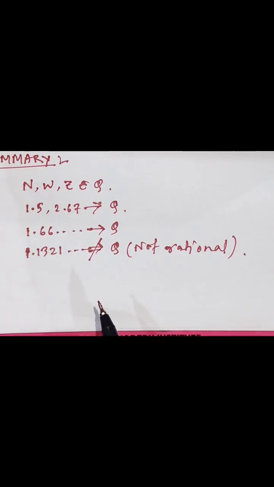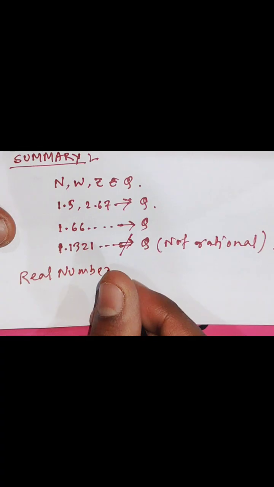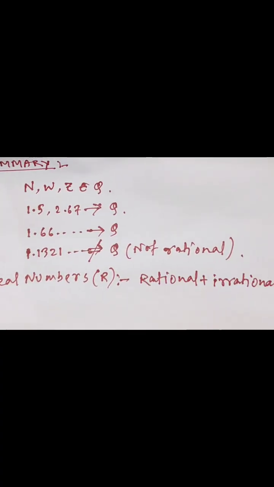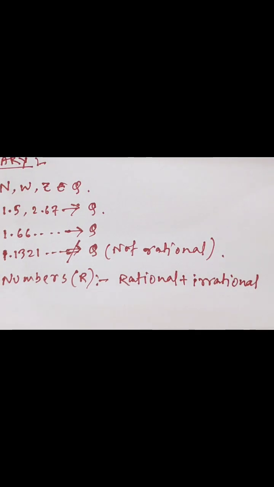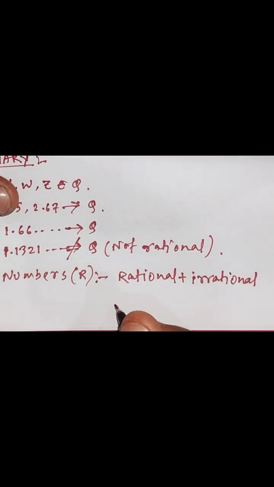So after knowing rational numbers and irrational numbers, we can learn real numbers. It is denoted by R. So what is a real number? All rational and irrational numbers together are called real numbers. It means all the numbers that we have are real numbers. It can be rational, it can be irrational, it can be decimal, it can be integers, it can be anything. So all the numbers that we are familiar with are called real numbers.